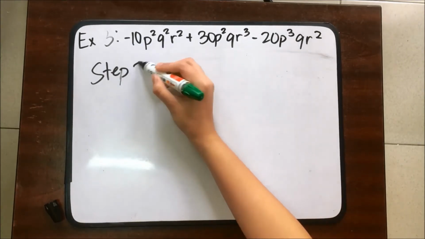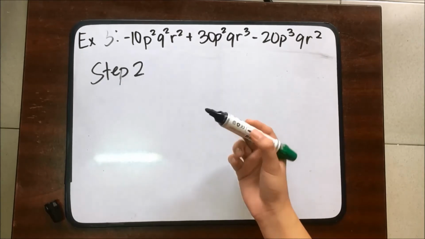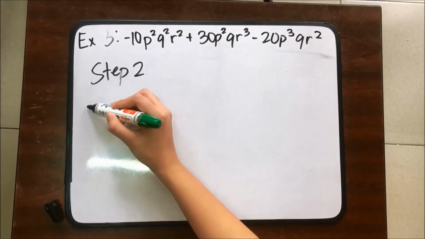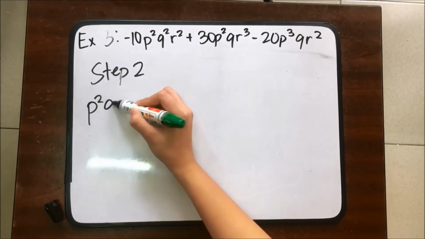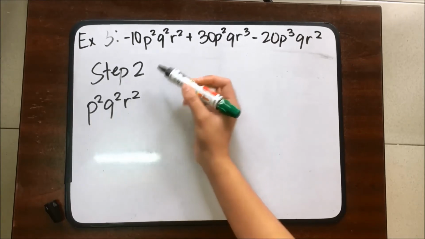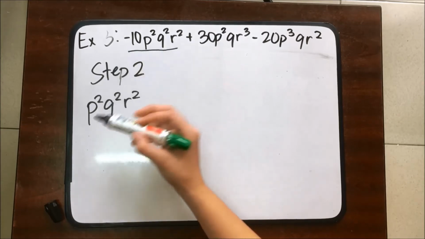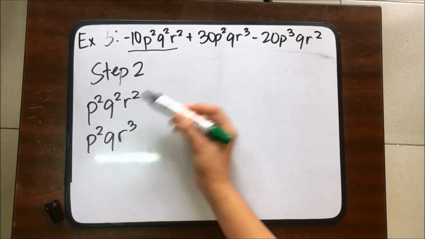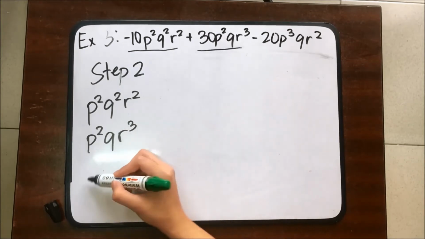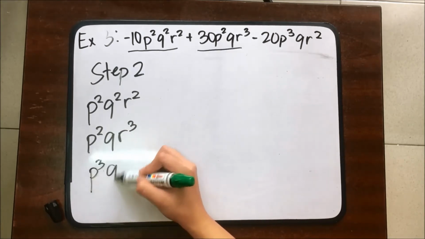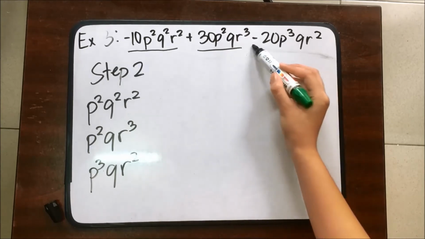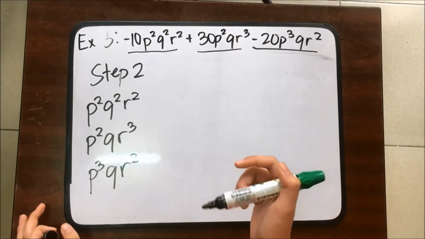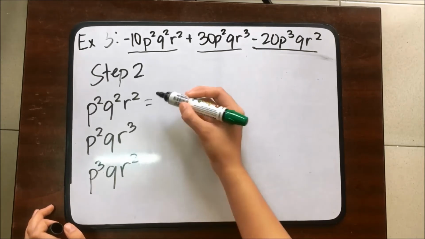Now for step number 2. Step number 2 is find the GCF of the variables. Our variables are p squared, q squared, r squared for the first term, p squared, q, r cubed for the second term, and p cubed, q, r squared for the third term. To get the GCF of the variables, we will list their factors.